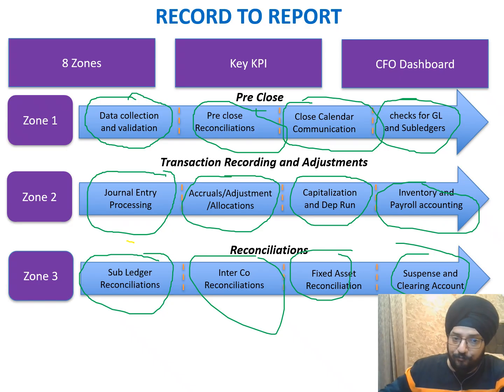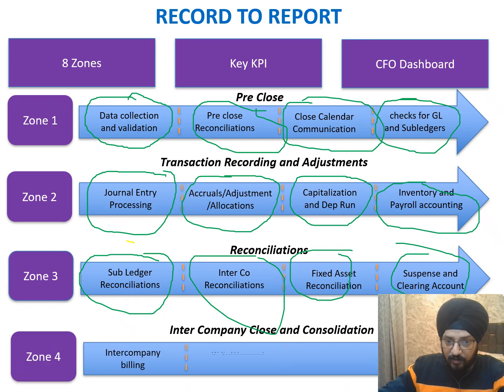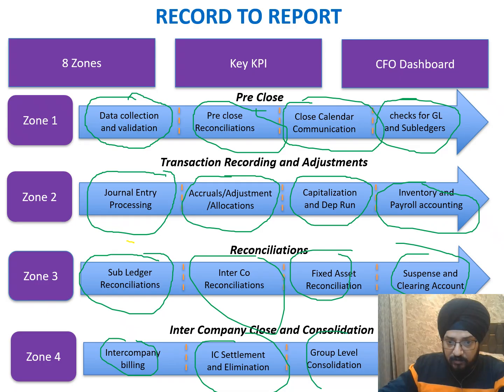And if at all there's some balance, it has to be justified with a reason, because otherwise it will have an audit objection. Let's move to the fourth zone, which is intercompany close and consolidation. So again, it is a zone wherein we have intercompany billing, intercompany settlement and elimination, group level consolidation, and FX revaluation, foreign exchange revaluations. All this is done in my intercompany close and consolidation zone.